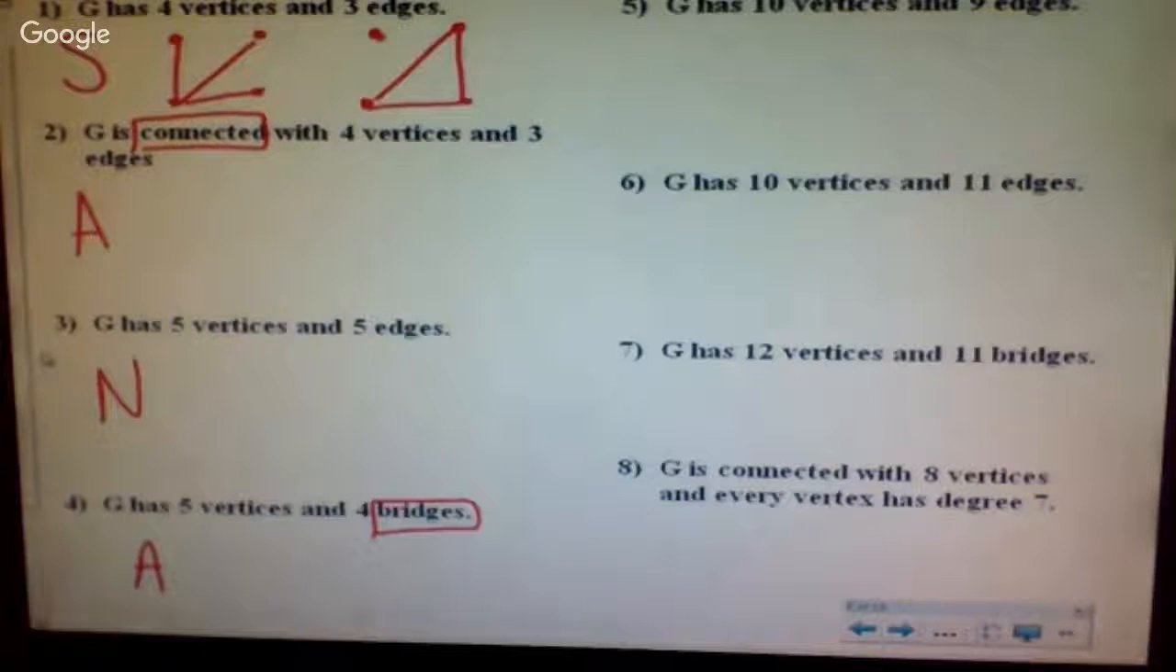Number 5, 10 vertices and 9 edges. That one's going to be a sometimes. I'm not going to make you draw that because you definitely don't have enough space for 10 vertices and 9 edges. Never. 6, you said never. You can't have more edges than vertices. 7, 12 vertices and 11 bridges. Oh, always. Always. And I agree with the last one.